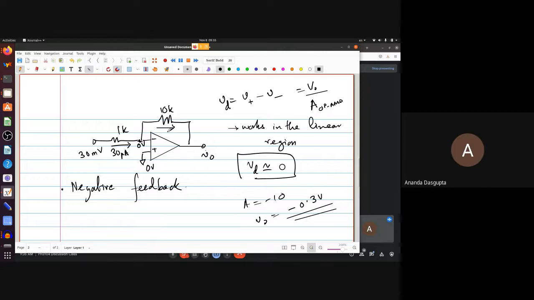How much is the current here? It's the same, it has to be the same 30 microamperes, because the op-amp hardly draws any current. Op-amp draws nanoampere order current, which is 10,000 times smaller than this one.